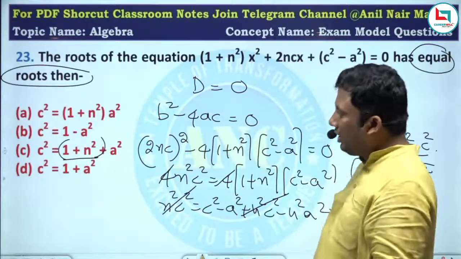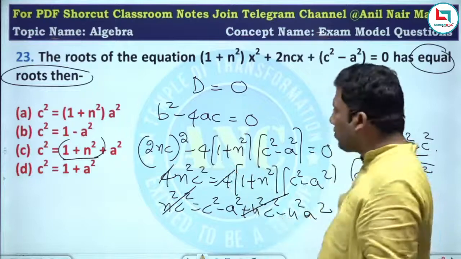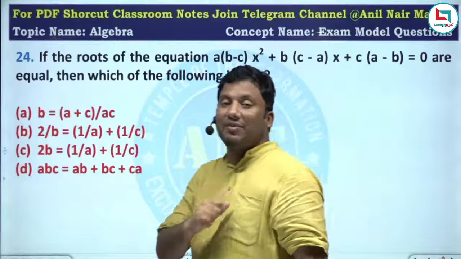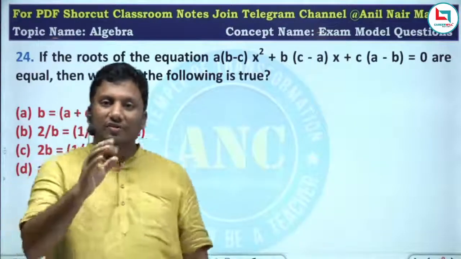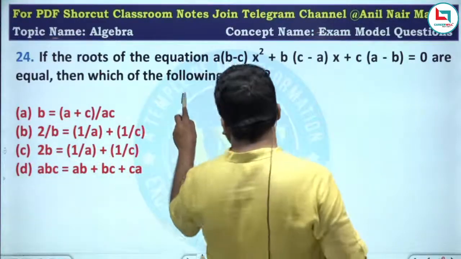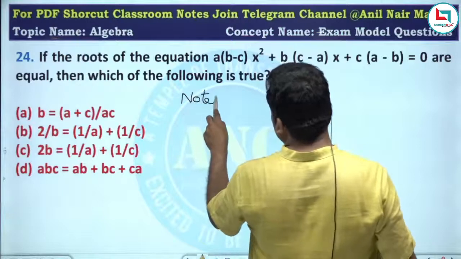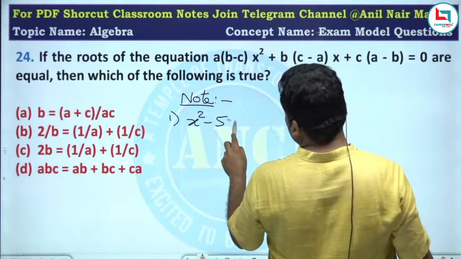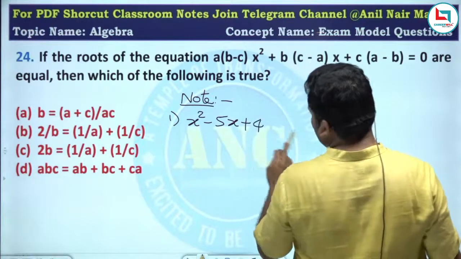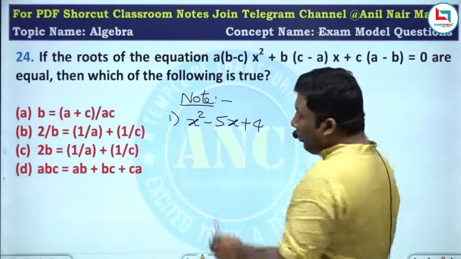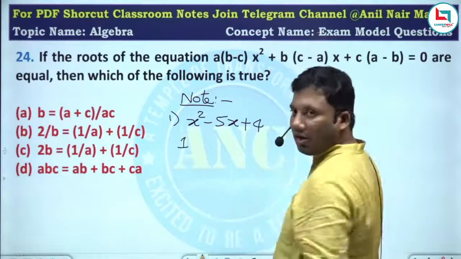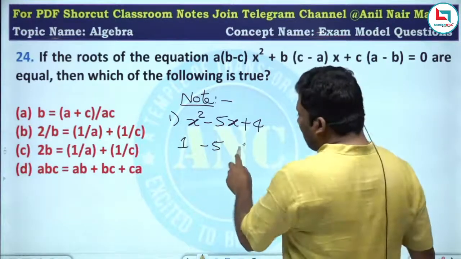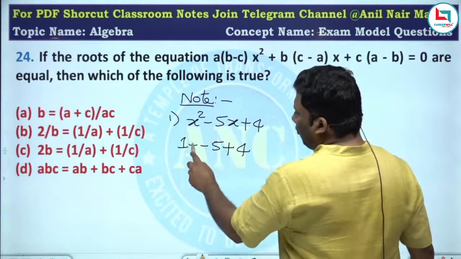Discriminant of the quadratic equation is given by b square minus 4ac. Roots are equal. Next one. This is a very, very important concept. Note. Listen carefully, sir. x square minus 5x plus 4. What is the coefficient of x square? 1. What is the coefficient of x? Minus 5. What is constant? 4.